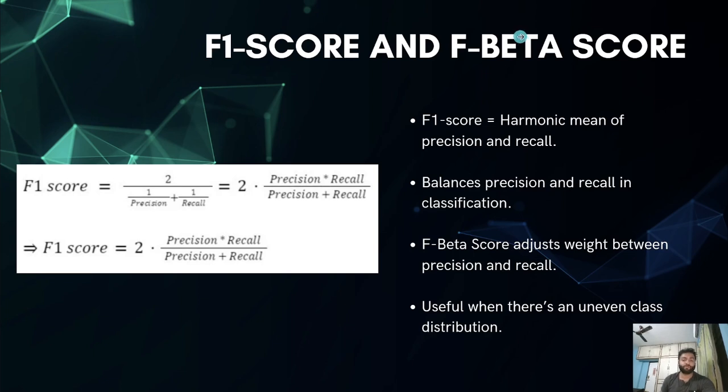However, sometimes you might want to prioritize one over the other. That's where F beta score comes in. It's a generalization of the F1 score that allows you to adjust the balance between precision and recall based on your needs. For example, a beta of 2 gives more weight to recall, while a beta of 0.5 puts more emphasis on precision.